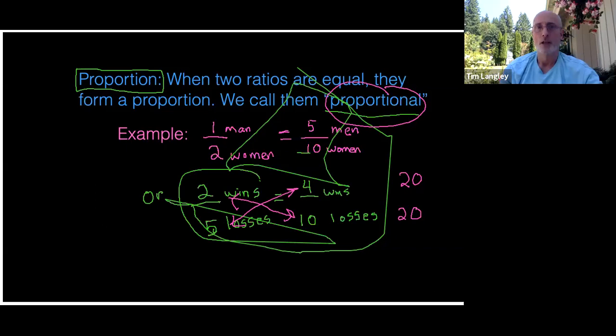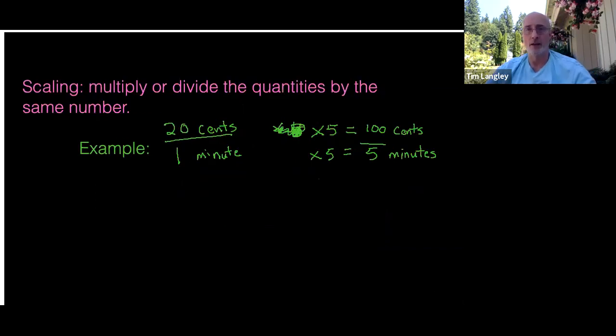Okay? Going to go to another concept. Please be sure and have these in your notes. This is something called scaling. Scaling is where you multiply or you divide the quantities by the same number. So if they say, for instance, what is 20 cents per minute? Okay, 20 cents per minute. What is that in every dollar, how many minutes is that?